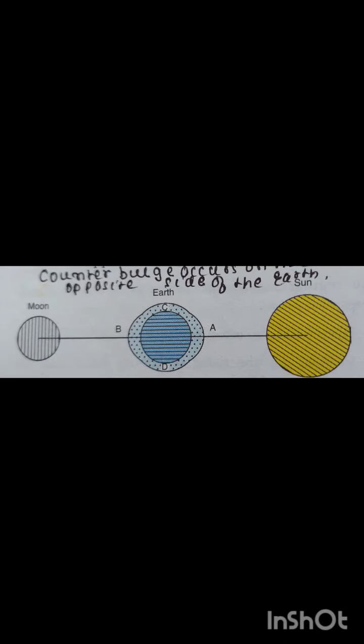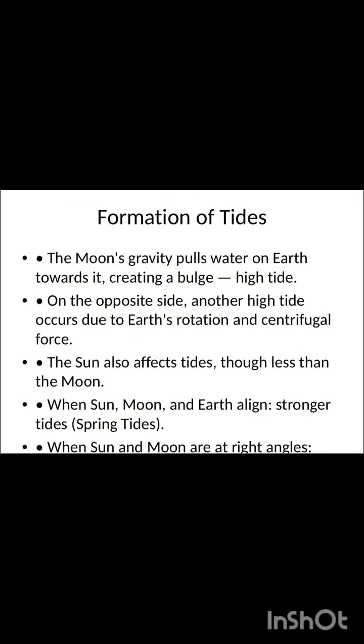See over here, this diagram shows how the sun and the moon from the opposite direction are exerting pressure, and the bulge occurs on the opposite side of the earth from where the pressure is exerted. So the tides are formed due to the gravitational pull of the moon and to some extent by the pull of the sun. But as the sun is very far away from the earth, it is the moon which is generally responsible for the tides.